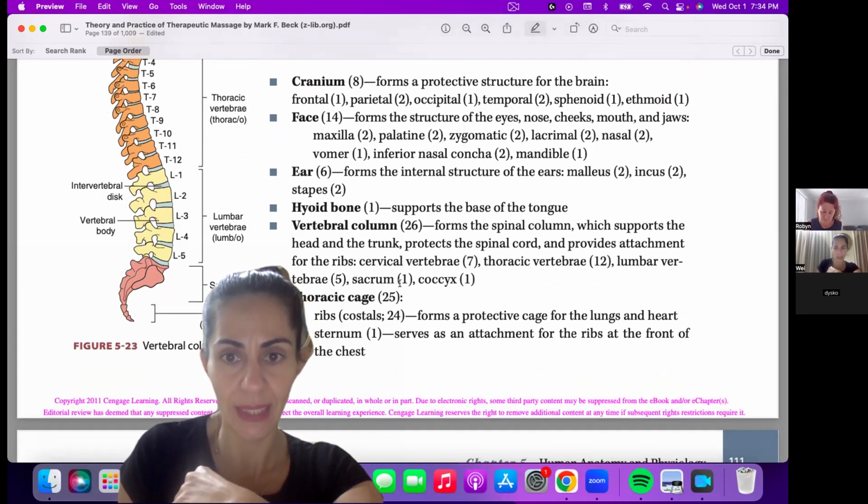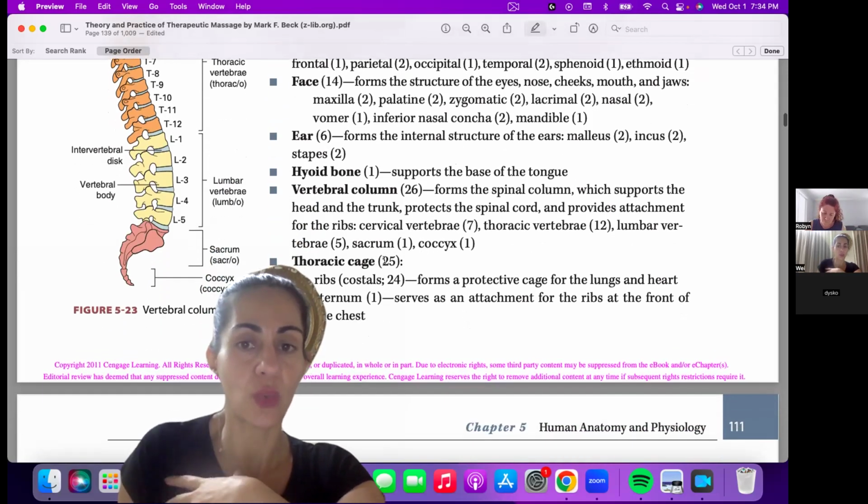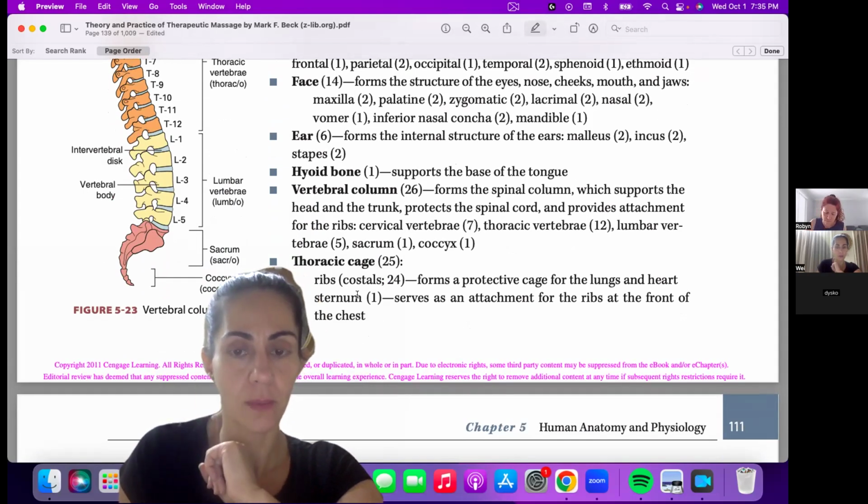And so it's breaking it down here for you. And the thoracic cage, the rib cage, which is 25. For example, the costal ribs, 24, 12 on each side. And you have the sternum, one. So that's how you get 25.